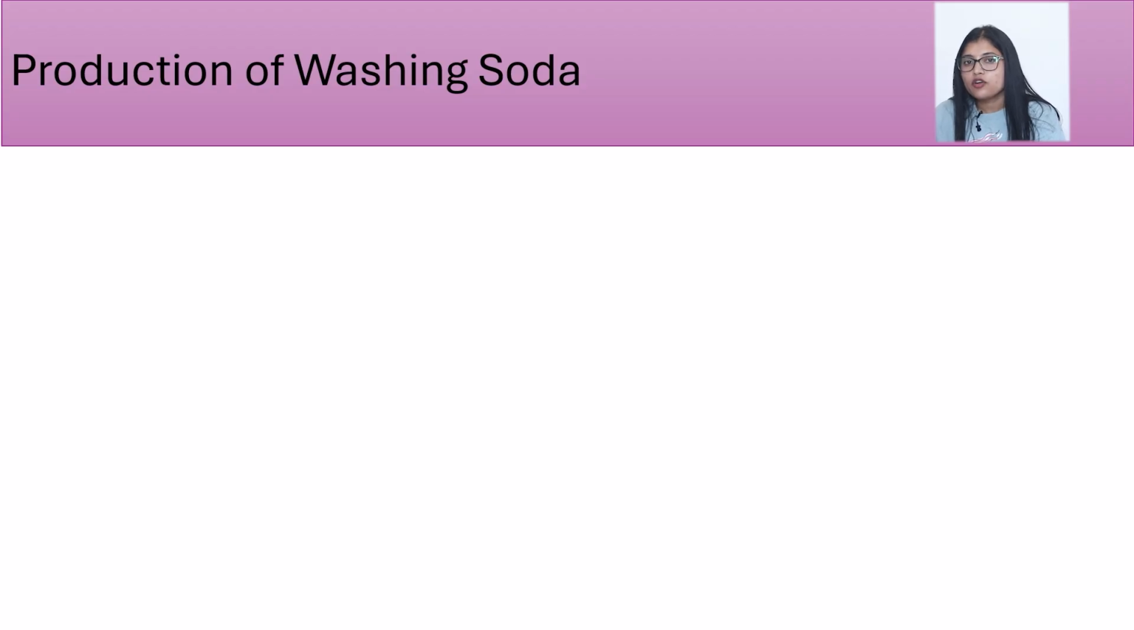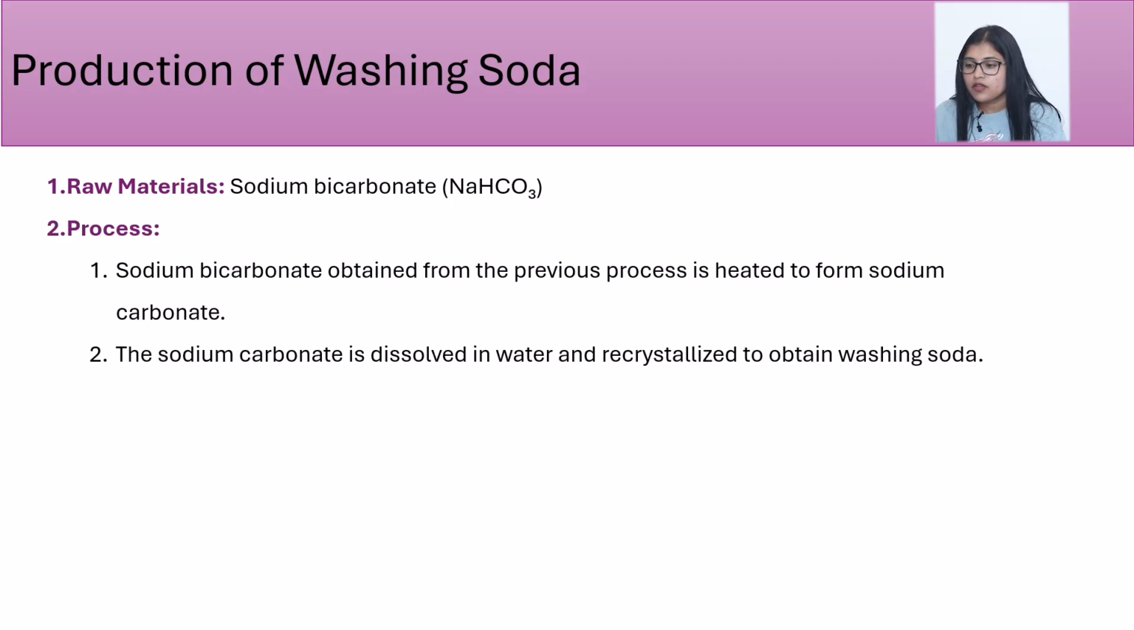Let's see how production of washing soda takes place. A raw material used for producing washing soda is sodium bicarbonate. Now, sodium bicarbonate that is obtained from the previous process is heated and we form sodium carbonate. This sodium carbonate is dissolved in water and recrystallized to obtain washing soda.